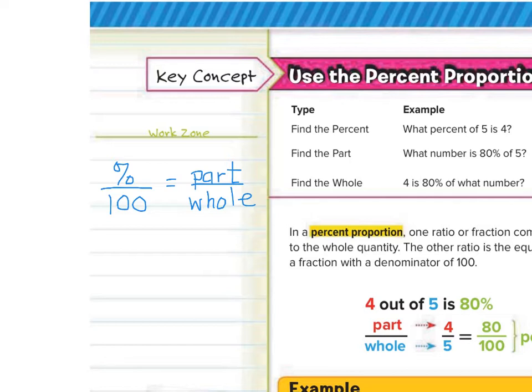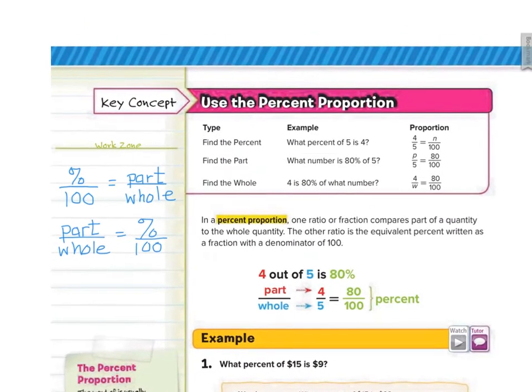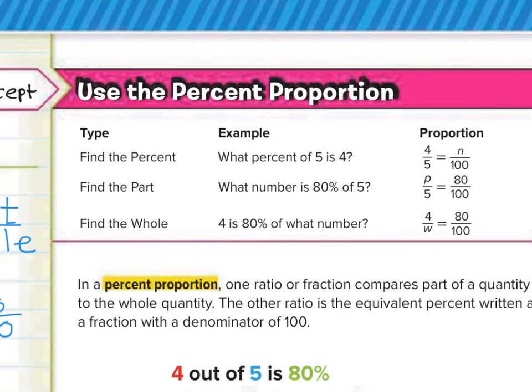Now, I also wanted to say, some people like to start their proportion with the fraction about the part compared to the whole, and then put their percent over 100 as their second fraction. These are both acceptable ways to do this model as long as you put the right numbers in the right places. It's like a puzzle, and you have to put the pieces of the puzzle in the correct places to make a picture.